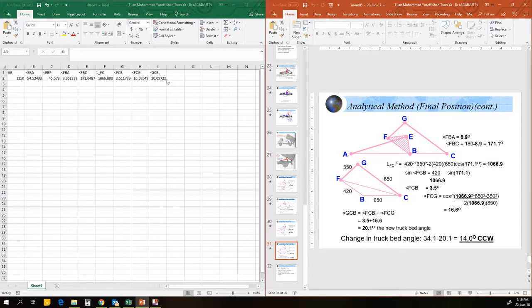If you commit a mistake here, then the rest of it will be full of mistakes. I think that's all for today. Next, I'll be showing you how to create multiple inputs and multiple outputs for the angles, and from there we can create the displacement diagram.